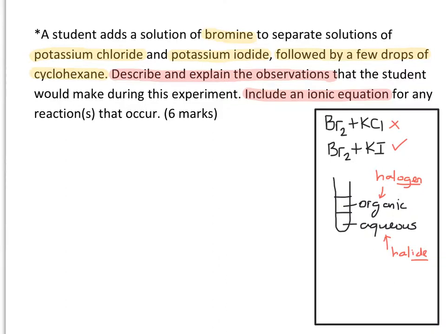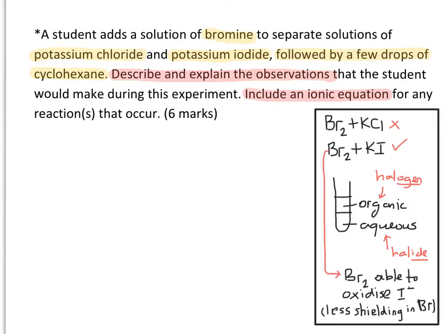So in the box, I've put forward a few ideas that you might want to think about just before starting. I've put the reactants at least, together in equations at the top, and I've put a cross by the one that won't work, and a tick by the one that will. So because the question asks you not only to describe the reactions but to explain them as well, I've popped something in about bromine being able to oxidize I-. The reason being the explanation that there's less shielding in Br.